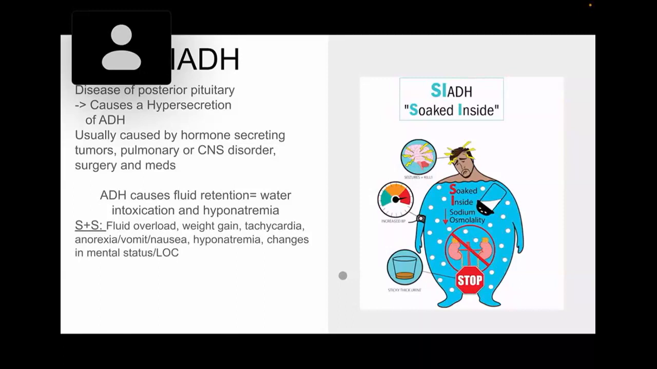But as the brain keeps producing more and more ADH, the body is going to hold on to more and more water. So your patients will have massive weight gain pretty darn rapidly. They're going to have very concentrated urine as well. And they're not going to be having a lot of output either.